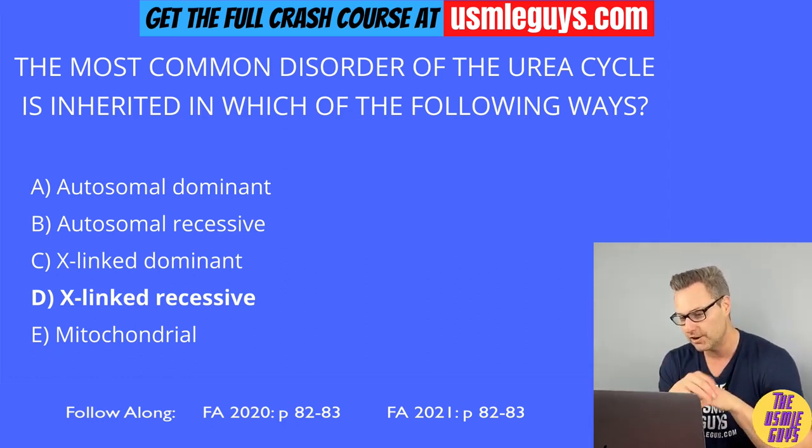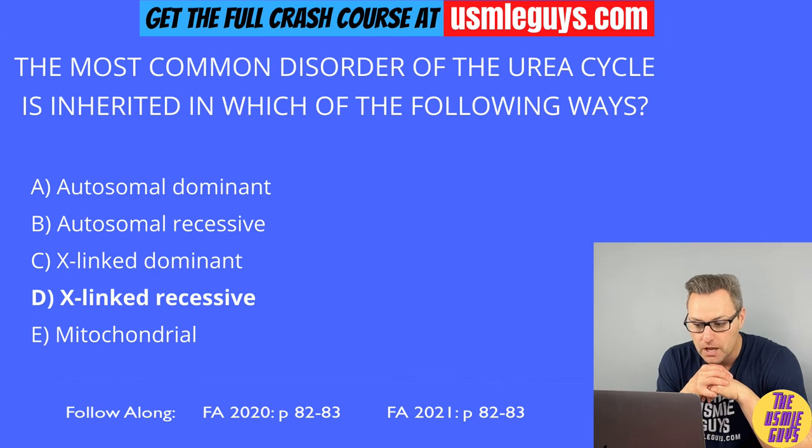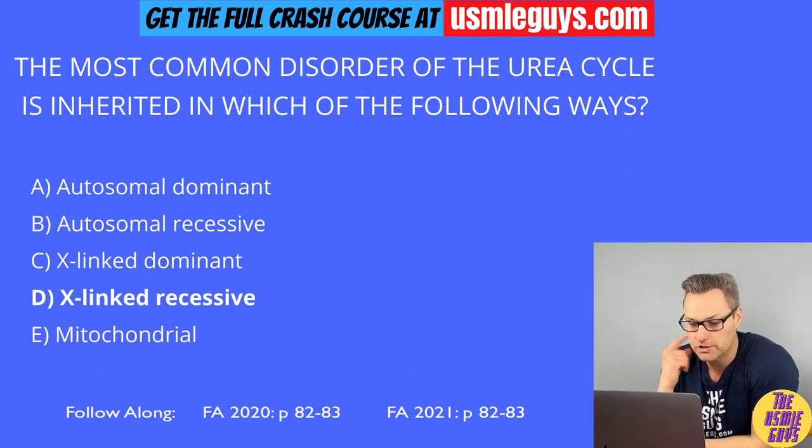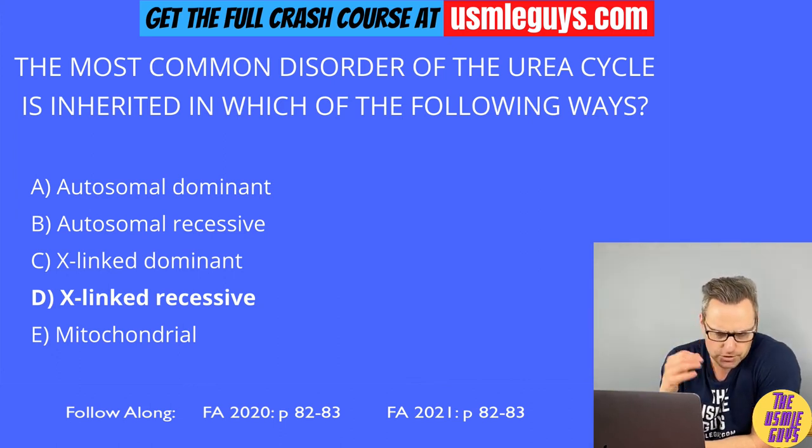And while it's inherited in an X-linked recessive manner, the other disorders of the urea cycle, they're all inherited in an autosomal recessive manner. So that's something to really keep in mind if you get a genetics-related question on your exam. You don't want to fall for this trap. So just remember that the most common one is the only one that's inherited, not in an AR manner, but it's X-linked recessive.